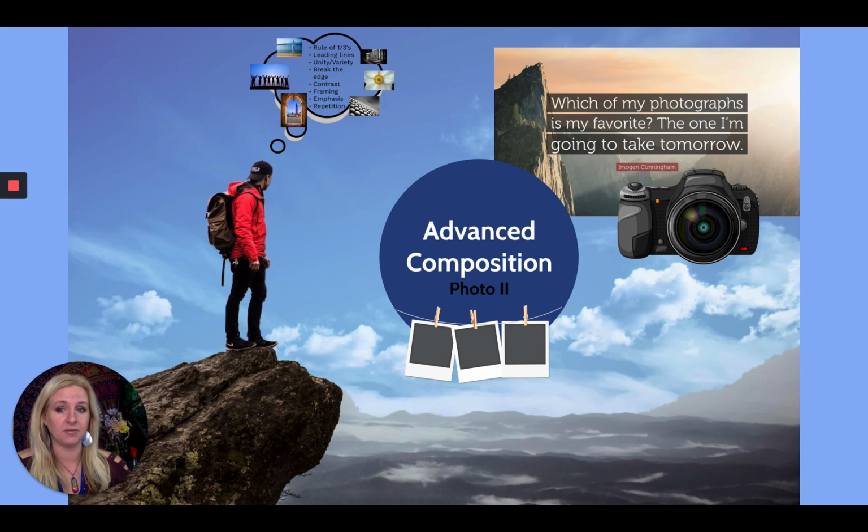And I just wanted to leave you with a quote by Imogen Cunningham, a great photographer who focused a lot on her compositions and getting close to subjects like flowers and still life objects. Which of my photographs is my favorite? The one I'm going to take tomorrow. So hopefully you can take some interesting photos tomorrow and beyond, using some of these great strategies for advanced photo composition.